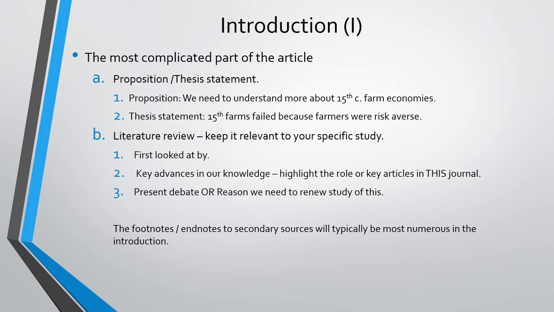If you look at your typical article in the Anglo-American tradition, you will see that footnotes and endnotes to secondary sources will typically be most numerous in the introduction. And there's a very systematic contrast between the footnotes on the first few pages of an article, which are just full of references to other articles and books, and the argument section of a chapter or article, where the footnotes tend to be a small number of key pieces of literature and a large number of primary source references.